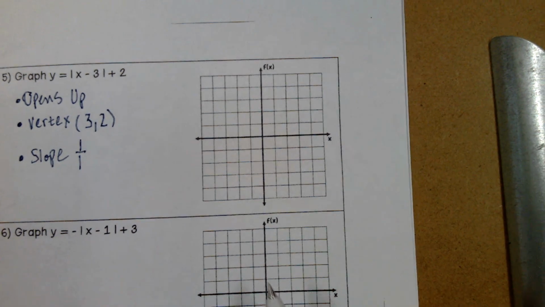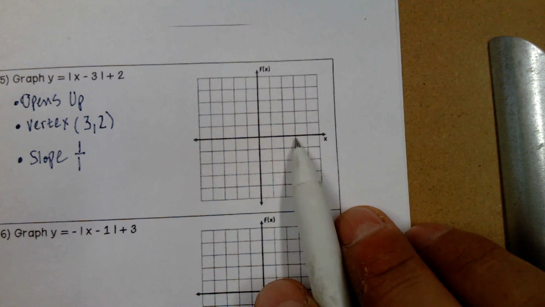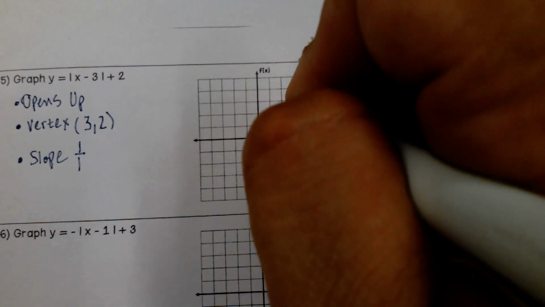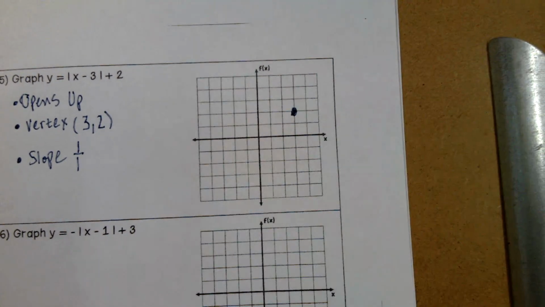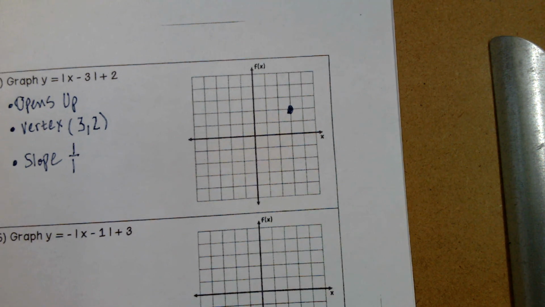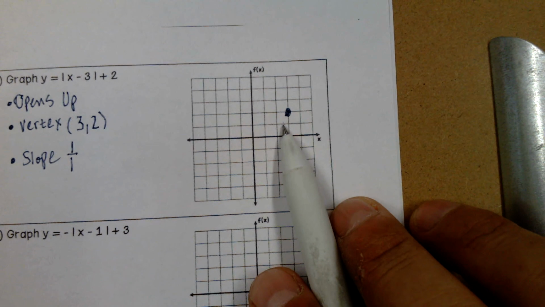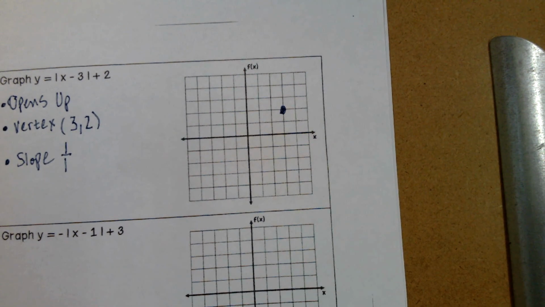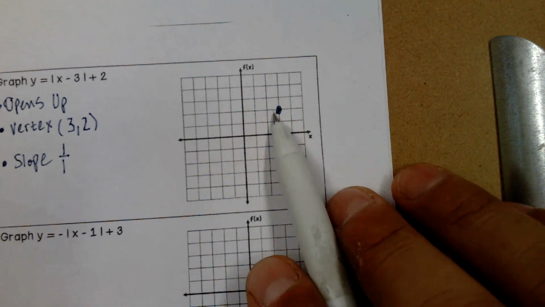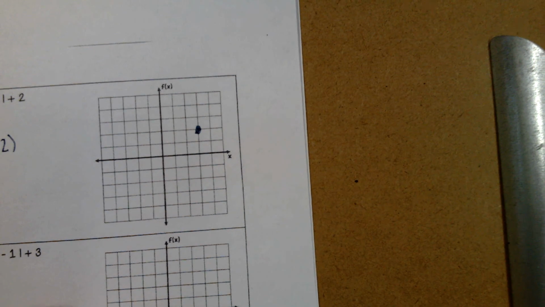You go here, find your vertex, which is 3, 2. So we're going to go 1, 2, 3 over, 2 up, right there. So I went to 3, 2 because that's my vertex. Now that's where it changes, right? Is it going to go down then up or up then down? Down then up because it has to open up. Okay? So this is our vertex. Here's our slope. It's 1 over 1.